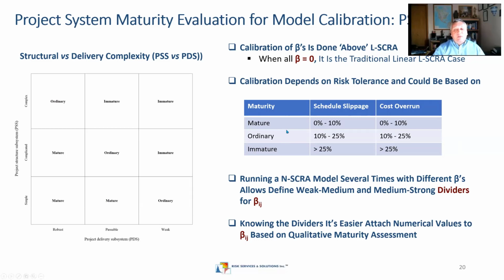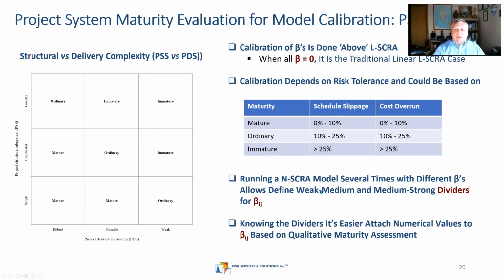If the system is quite mature, it means no interactions, internal risk amplification is low, and the addition will be just, I would say, below 10%, maybe 5% if you wish. Ordinary might be qualified as 10 to 25%, and immature more than 25%, but everything depends on the risk appetite of a particular project. I usually use those numbers. Yeah, we are talking about schedule slippage only. Cost overrun might be done the same way.